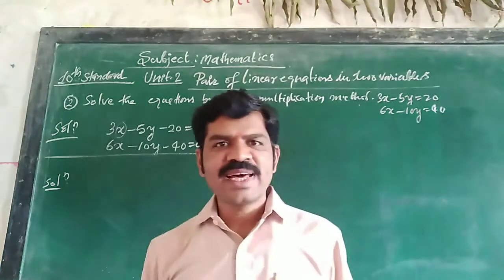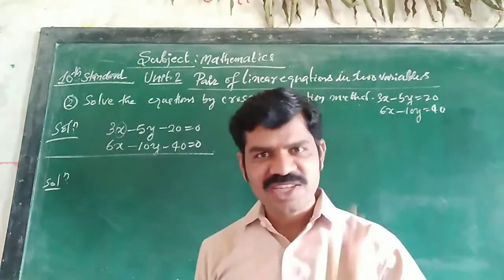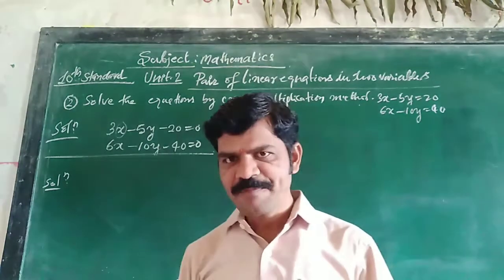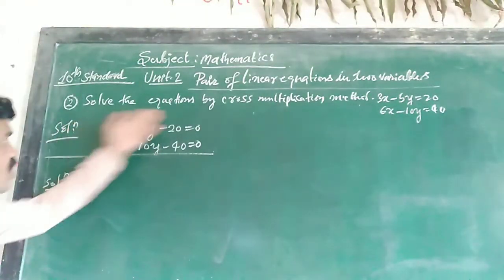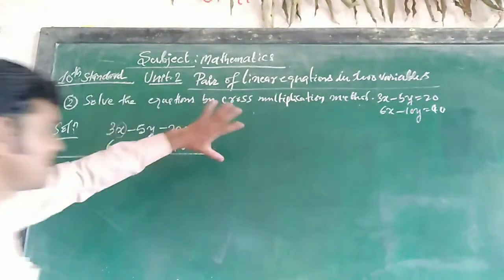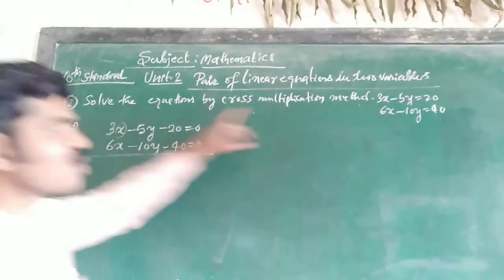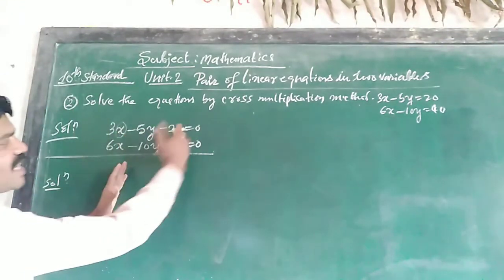Friends, we are solving for the x and y values using the cross multiplication method. We have the second problem on the board. Let us solve this: solve the equation by cross multiplication method. This is the equation, and the same equation is written here. So that is equal to 20, that is equal to 40, and I have written the rest inside, that is equal to 0.